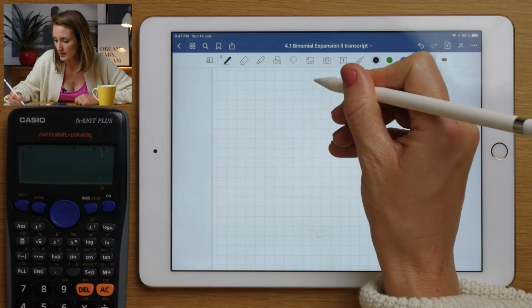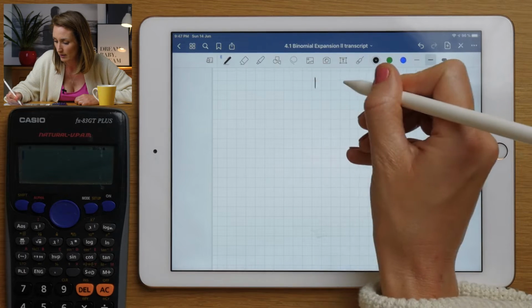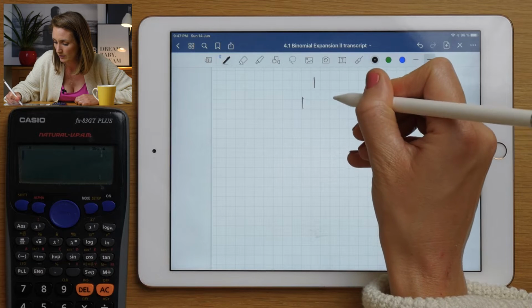Before we get into binomial expansion, we're going to look at Pascal's triangle and how it can help us to multiply out brackets. So Pascal's triangle works like this. You start with 1. Now, there's nothing over here, so nothing add 1 is 1, and there's nothing over here, 1 add nothing is 1.